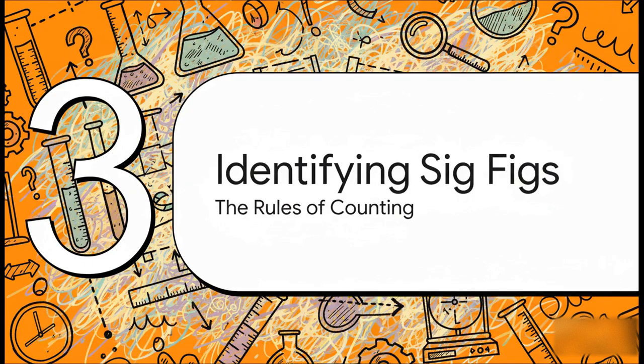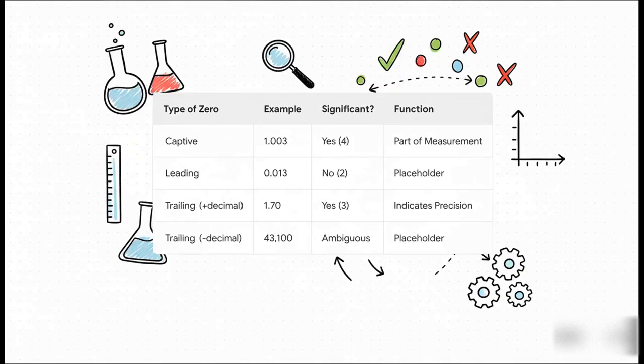Okay, section 3, let's get down to business with the rules of counting. This is where the rubber meets the road. Now, any digit that isn't a 0 is always significant. That's the easy part. The real trick, and where almost everyone messes up, is figuring out what to do with the zeros. And this table breaks it down beautifully by giving each type of 0 a job. First, you've got captive zeros. These are the ones sandwiched between other non-zero digits, like in 1.003. They are always significant. Always.